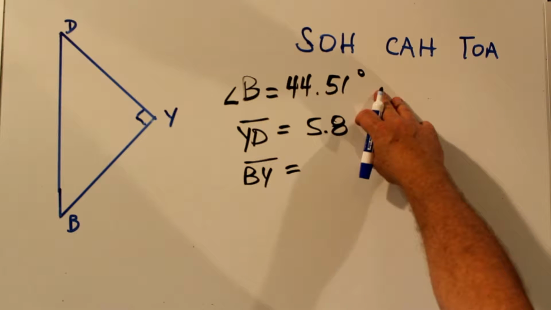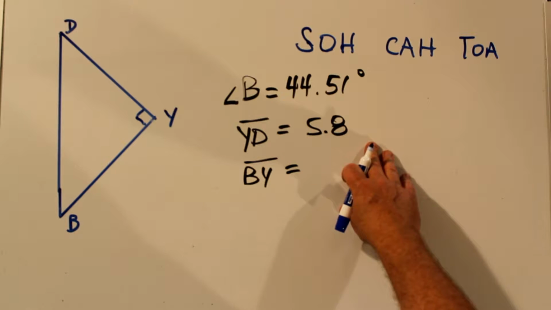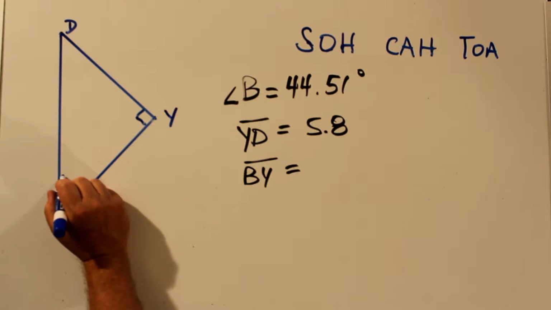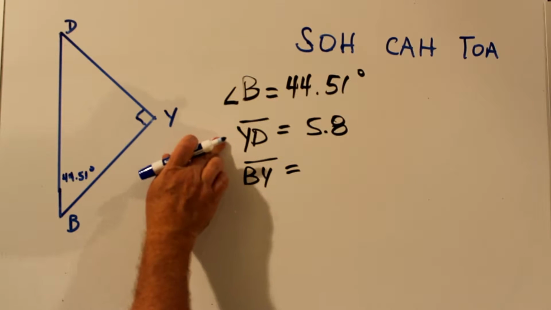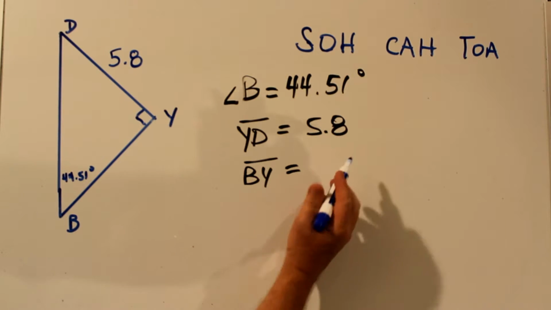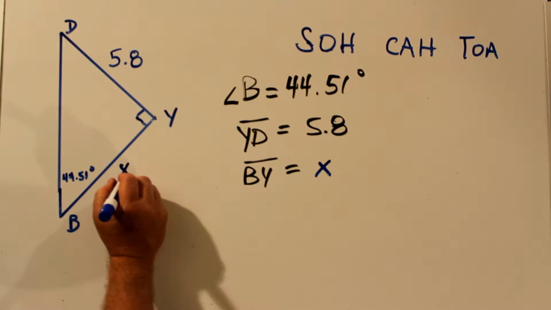In this triangle, angle B is 44.51 degrees and side YD is 5.8, and we're to find the length of side BY. So let's write in the information that we know. Angle B is 44.51 degrees, length of YD is 5.8, and we're going to find the length of BY. So we'll call that X, our unknown. So the length of BY is X.